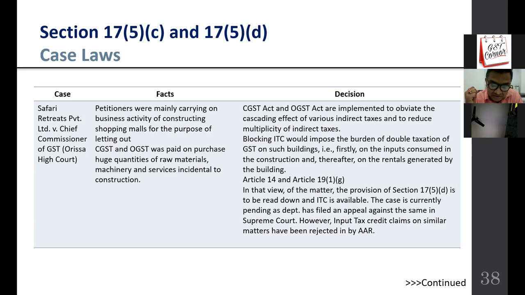However, this matter has been taken up to the Supreme Court by way of an SLP, and the SLP has been admitted but is yet to be heard. So let us wait for the final decision. But I would just like to say that a number of advance rulings have been filed based on this. All those advance rulings have been rejected, saying that Safari Retreats has not reached its finality as of now.